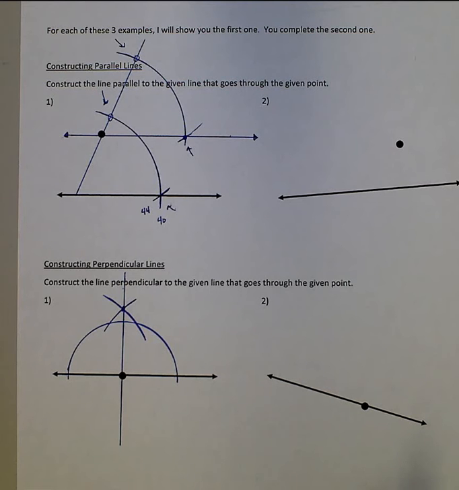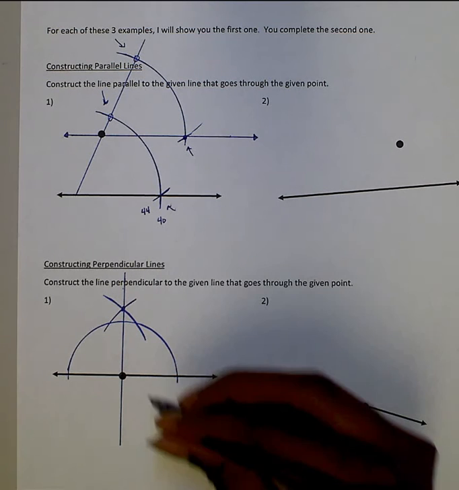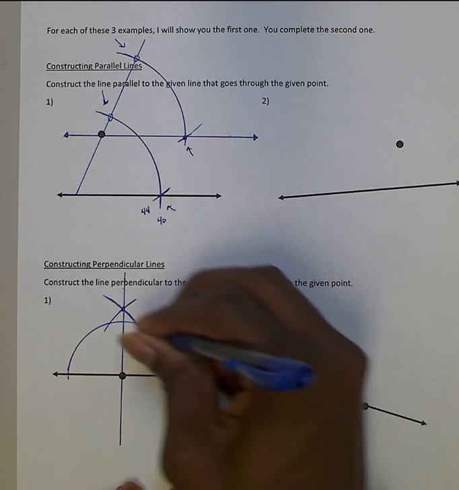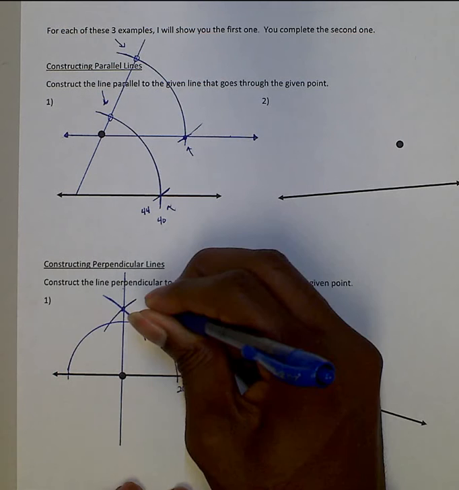Remember you can rewind and rewatch it to help yourself out. I started off with the arc that went through both of these, and then from there I chose 40 for both of these.